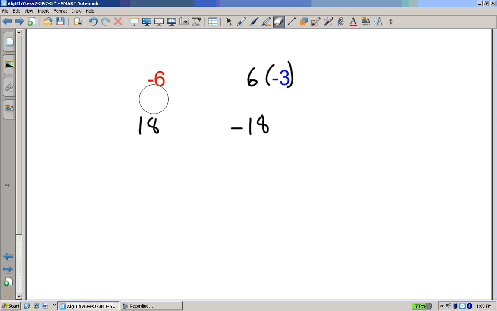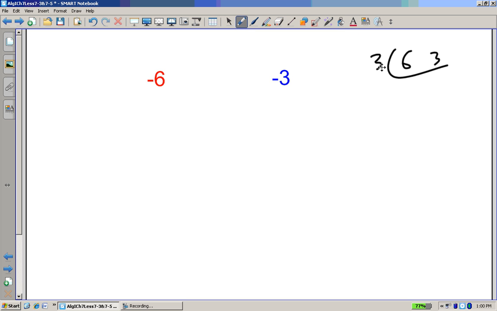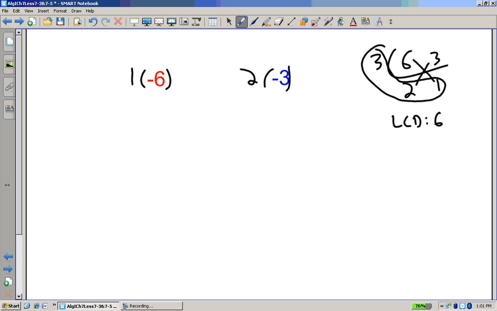But I could also get a little more in depth. Let's see, 6 and 3. 3 goes into both of them. 6 divided by 3 is 2, and 3 divided by 3 is 1. Multiply all these together: 3 times 2 is 6, times 1 is still 6. And just cross here to see what I will multiply by. Multiply 6 by 1, and multiply 3 by 2. So I get -6, and -6 here as well.